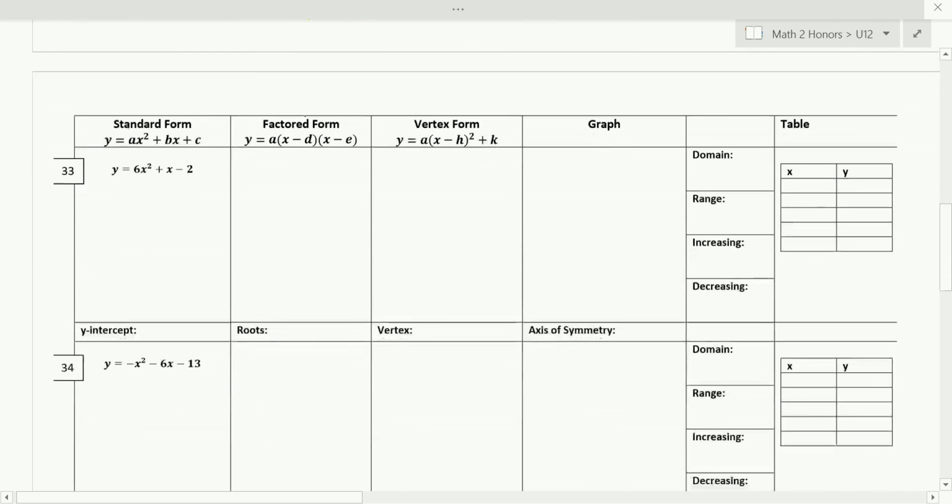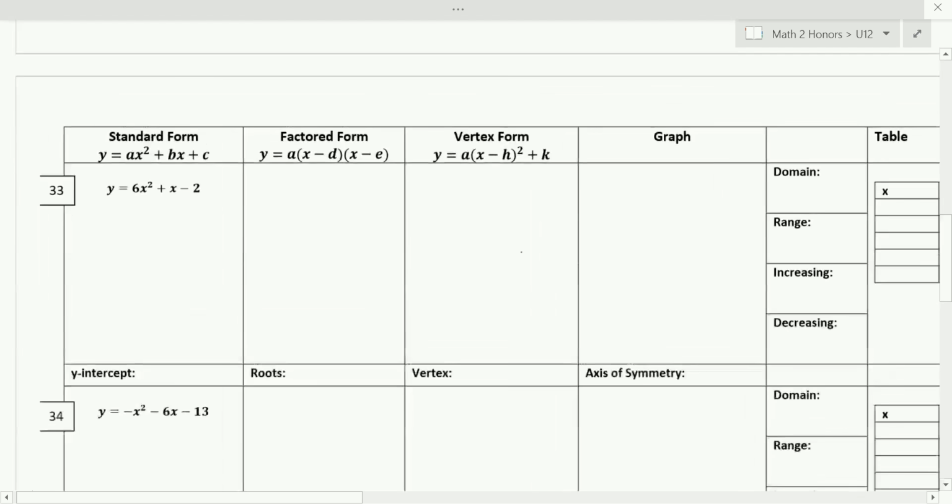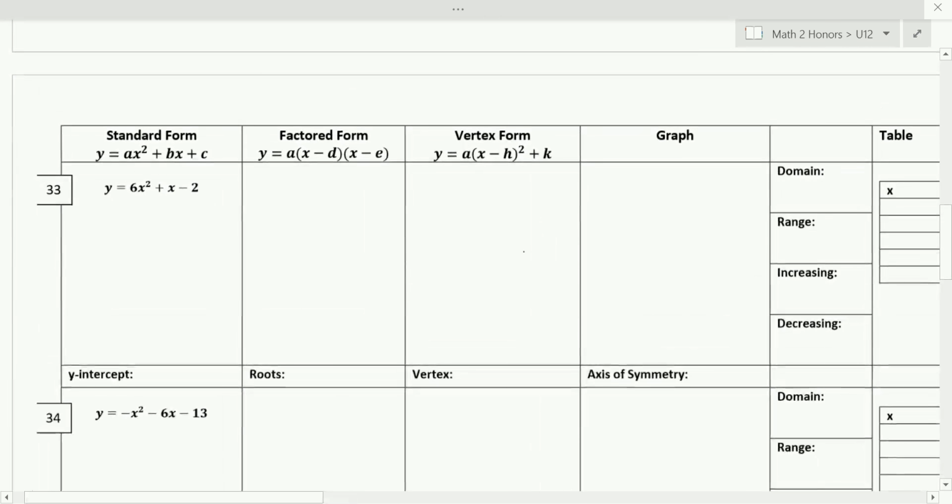Let's pick, 33 or 34. 34. Okay. 34 it is. Anybody else want to speak up? 33. Okay, 33. That's fine. We're going to follow the same order of things.